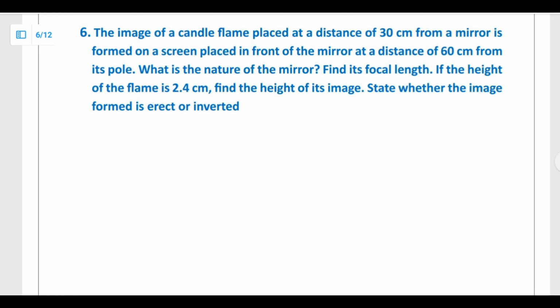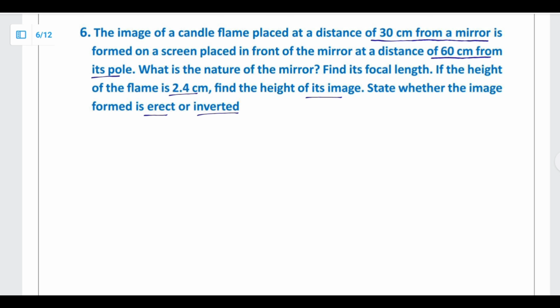The image of a candle flame placed at a distance of 30 centimeter from a mirror is formed on a screen placed in front of the mirror at a distance of 60 centimeter from its pole. What is the nature of the mirror? Find the focal length of the mirror. If the height of the flame is 2.4 centimeter, find the height of its image, and also state whether the image formed is erect or inverted.